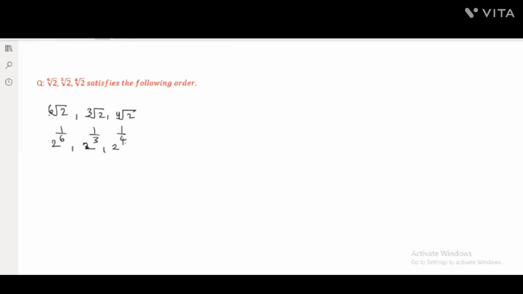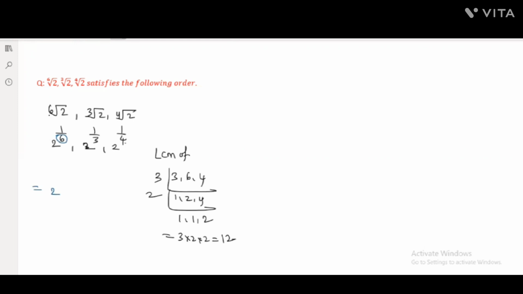What I told in the previous session is that we first have to bring the order to the same. For that, we have to take the LCM of 3, 6, 4. So 3 ones, 3 twos, 4 will be like that only. Next 2 ones, 2 twos. So the LCM of this is 3 into 2 into 2, which is 12. So let's make 12 the denominator of every power.